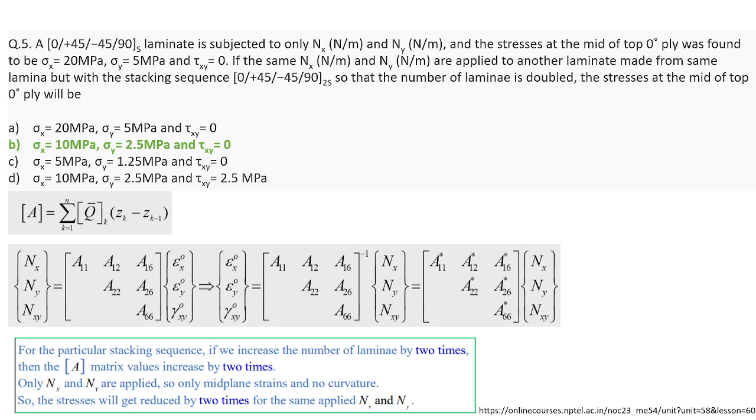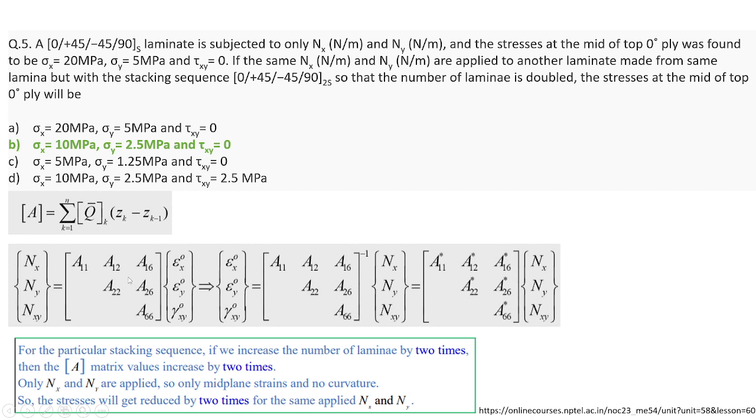So here you can see the total number of laminas is doubling. So first we have to calculate the A matrix. The A matrix equation is this. If the number of laminae is doubling, then the values of the A matrix will also double according to this equation. Now the relation between N, the force, and the strain is given by this equation. You can see that if the whole A matrix is doubled, then when we convert it into the form of strain, we are inverting the whole A matrix.